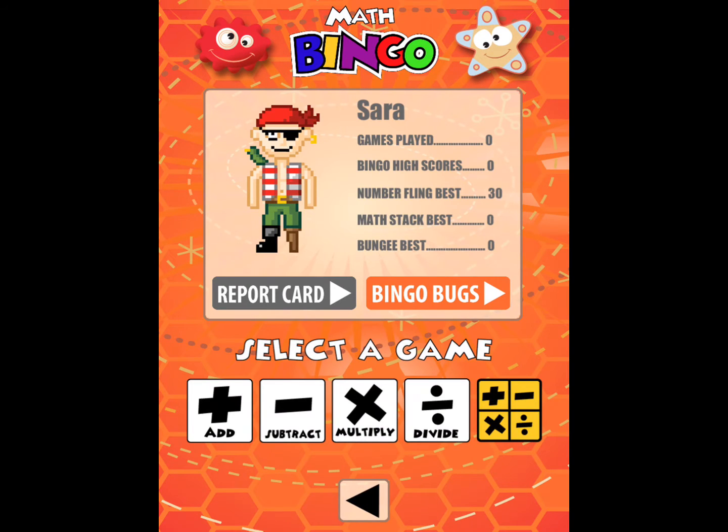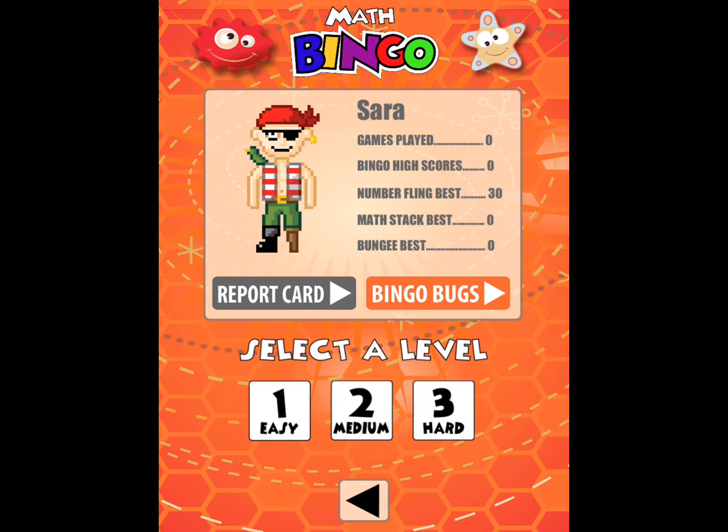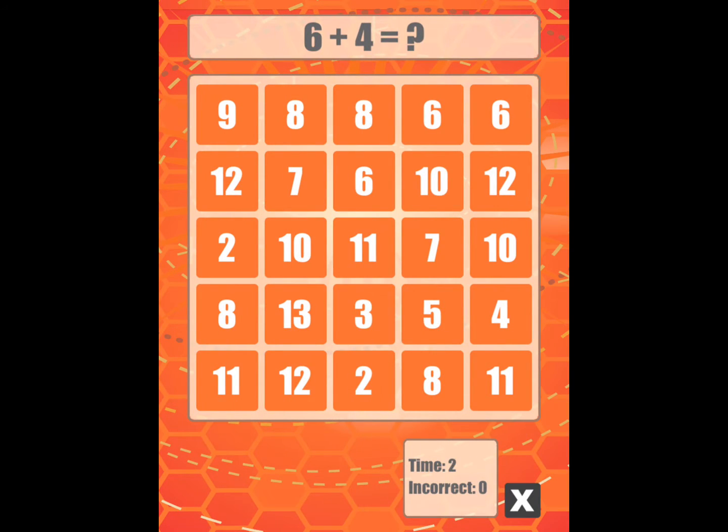You can choose to practice addition, subtraction, multiplication, division, or all at once. I'm going to practice my addition. You can then choose between three different levels, easy, medium, or hard. Let's choose easy. As you can see, a sum will appear at the top of the screen.